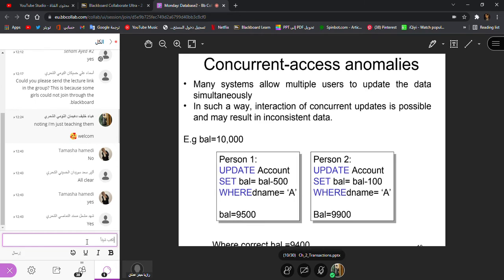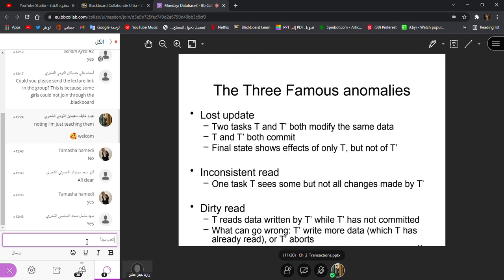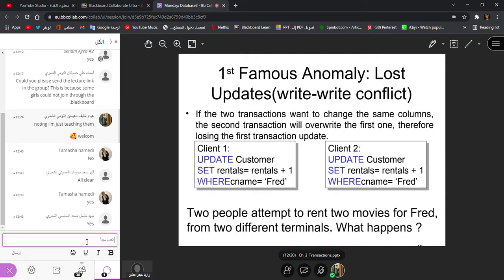Okay, what are the concurrency anomalies? Like I told you many times, concurrency means that multiple transactions are working together in the database, or on the same database. So normally we have three famous anomalies. Anomalies mean problems. Okay, so one is the lost update, inconsistent read, and dirty read. So one by one we see them.